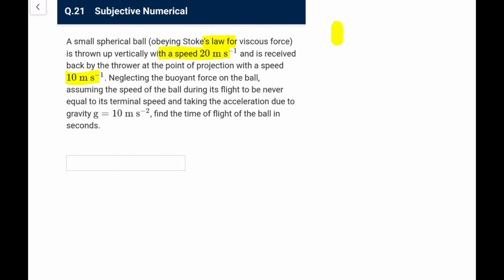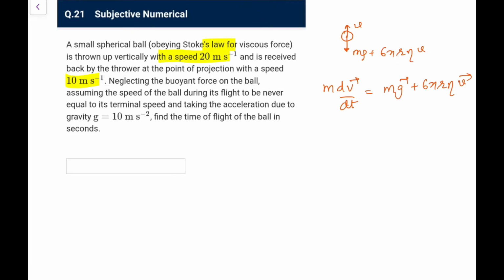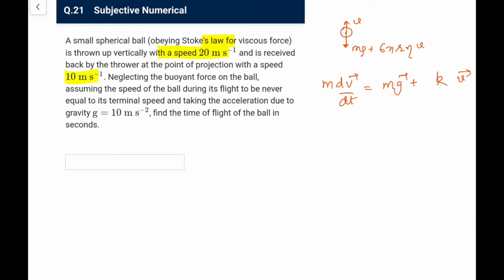So what we can have, when it was going up, let's say velocity was v, we have mg acting here and that viscous force also acting here, that is 6 pi r eta v. So while going up, in terms of velocity I can write acceleration as m dv by dt, equal to vector mg plus vector 6 pi r eta v. Since all are constant, we can write 6 pi r eta as some constant k, times v. This is the thing we can do.